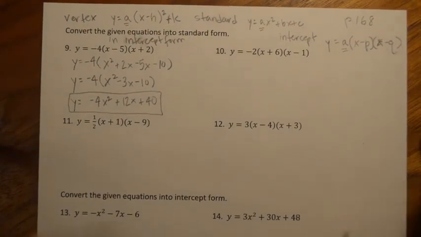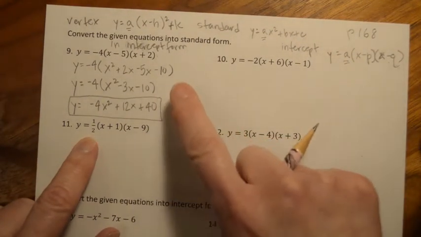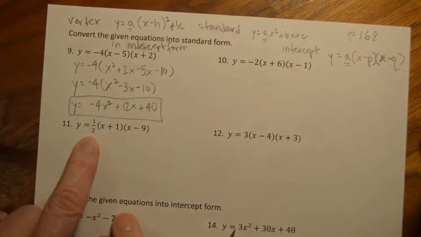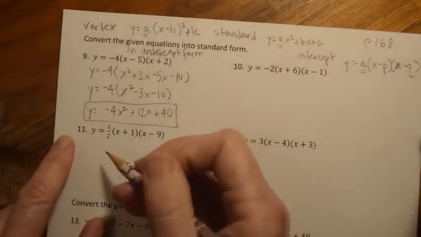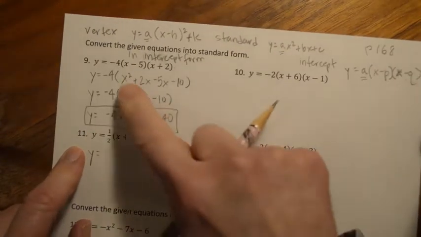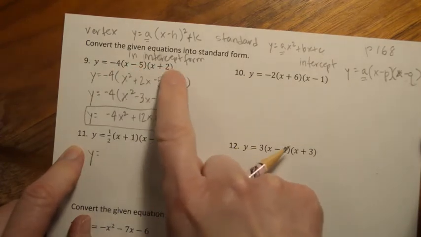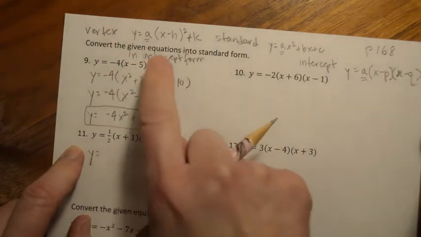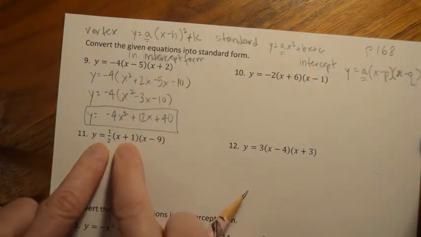Okay, let's do number 11. There's really no difference between the last one we did and this one, other than we're going to have a fractional value. So let's just see how that works. Again, it wouldn't have mattered that much whether I distributed the negative 4 into here first and then multiplied by the x plus 2, or did it the way I did. Here I'd say it's definitely going to make our life harder if I multiply that 1/2 through.